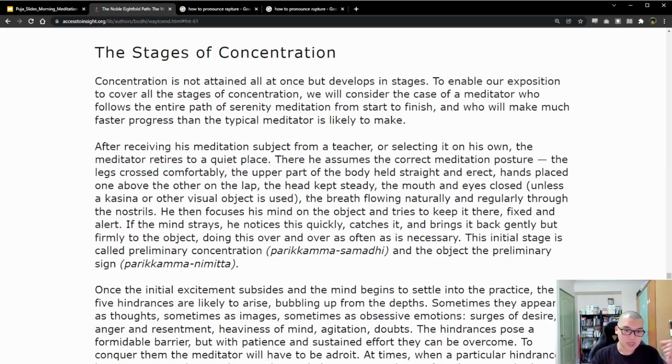The breath flowing naturally and regularly through the nostrils, he then focuses his mind on the object, tries to keep it there fixed and alert. When the mind strays, we notice it quickly, we catch it, bring it back gently, yeah? Keep practicing until this becomes our second nature.